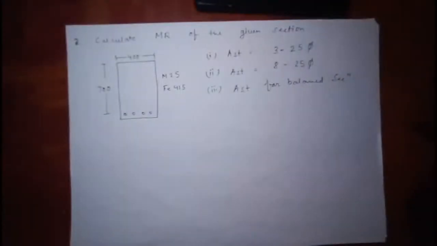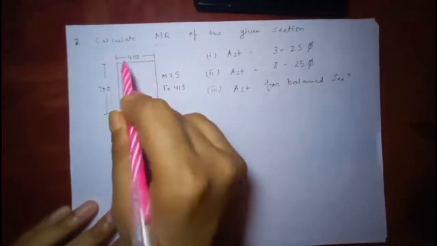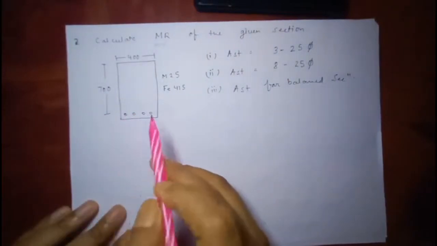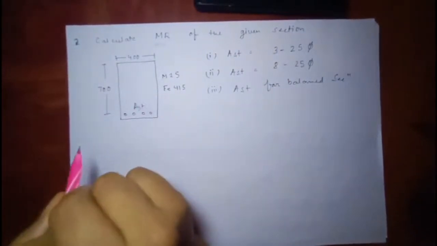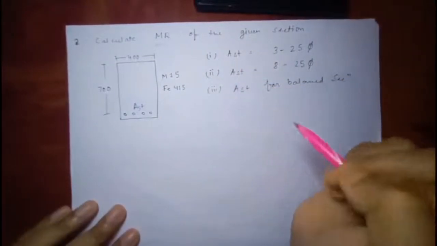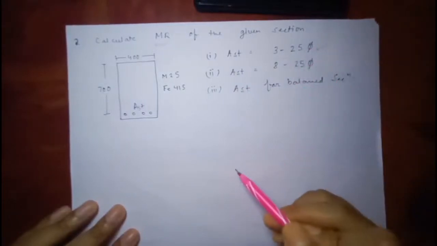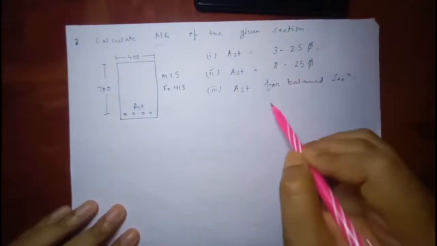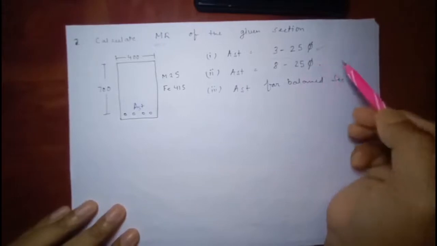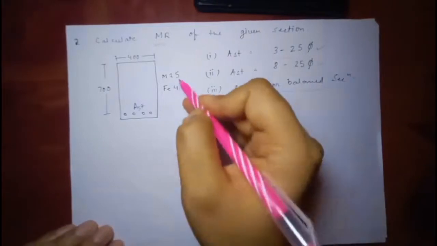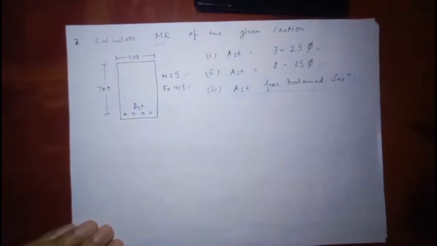So this is a given question and we are asked to calculate the MR of the given section, and 400 is the width of the section and 700 is the depth. These are the AST given to us, and for the 3 parts of the question, in the first case we have to find the MR if AST is equal to 3-25 dia bars. In the second case, AST is equal to 8-25 dia bars, and third we have to find the AST for a balanced section. M25 and Fe415 is the grade of the concrete and steel.